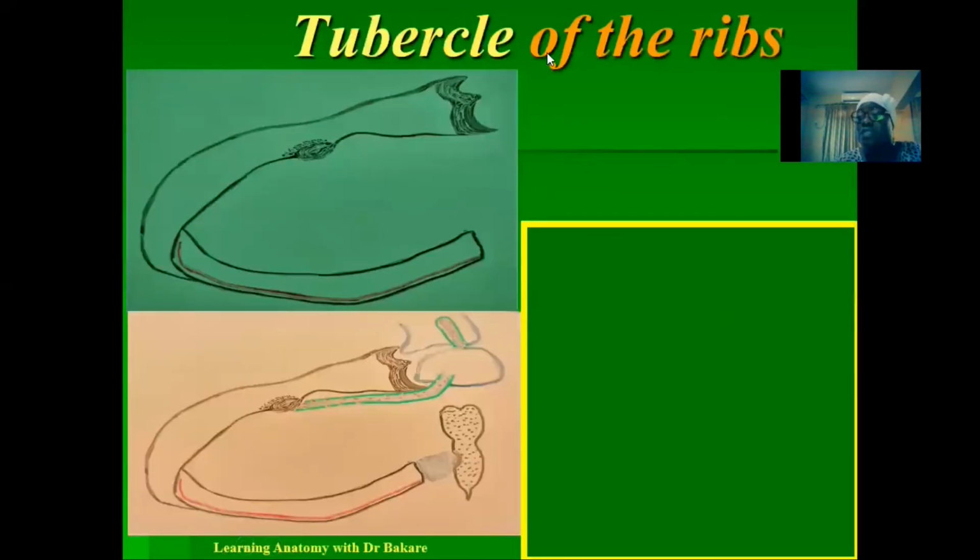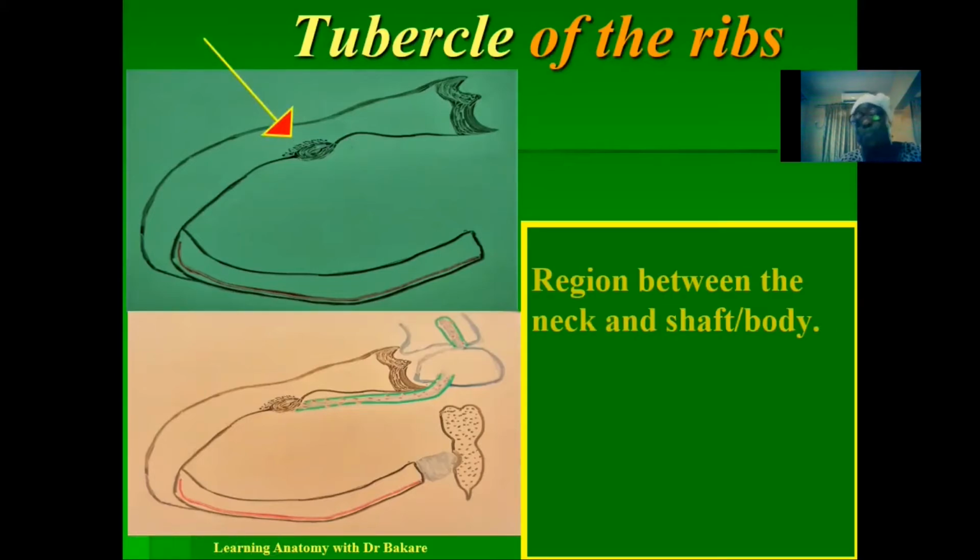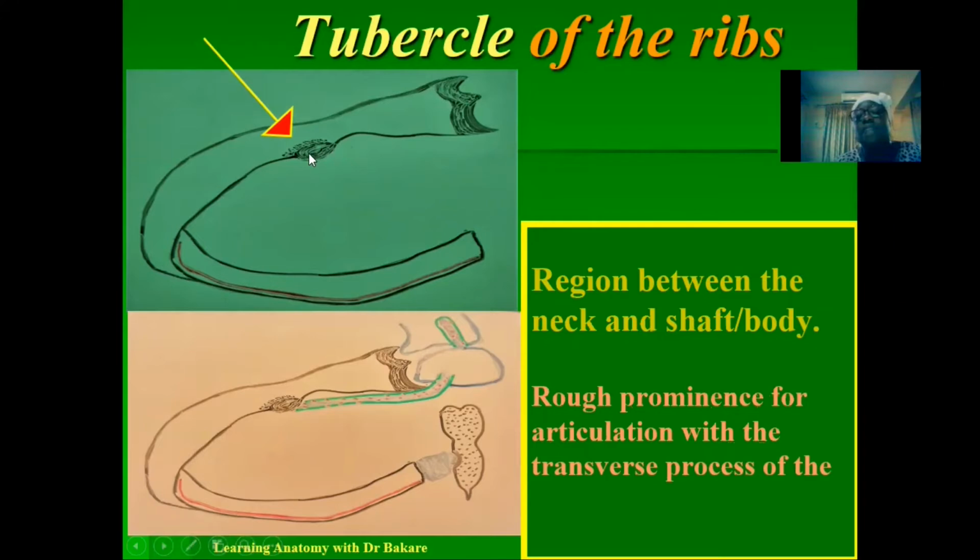Also the tubercle. The tubercle is a rough protuberance that is seen after the neck. This is the tubercle. In the tubercle, you also have distinct presentation. As we have a facet in the head, we also have another facet in the tubercle. And what this facet articulates with is the transverse process of the corresponding thoracic vertebra.